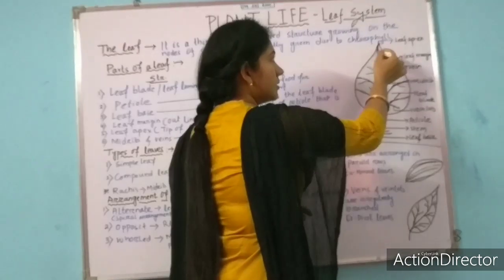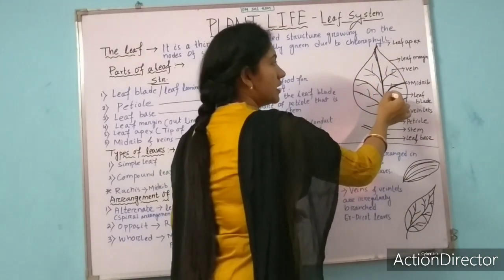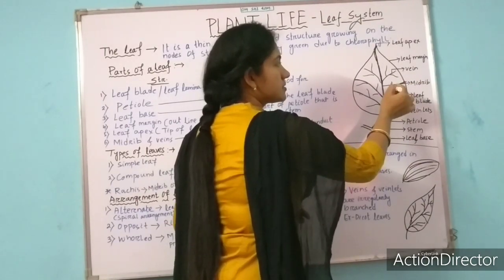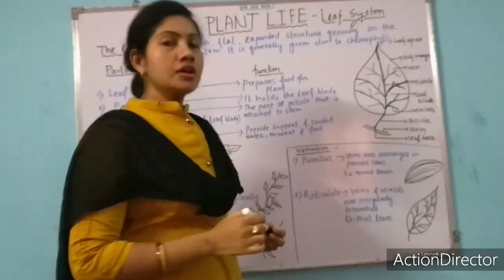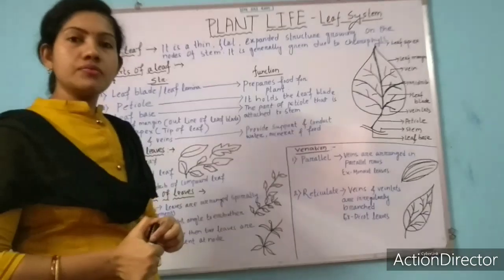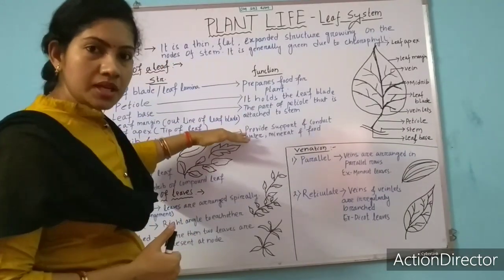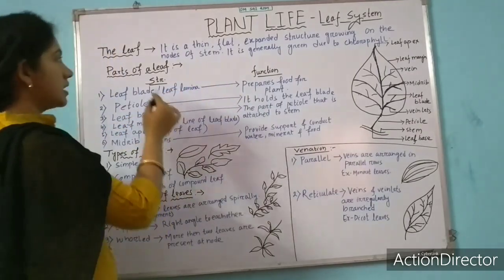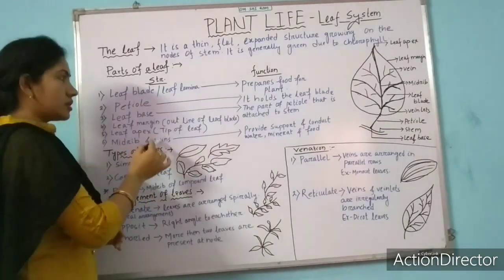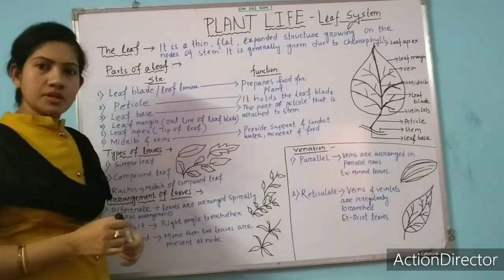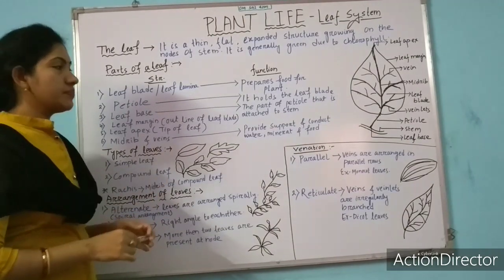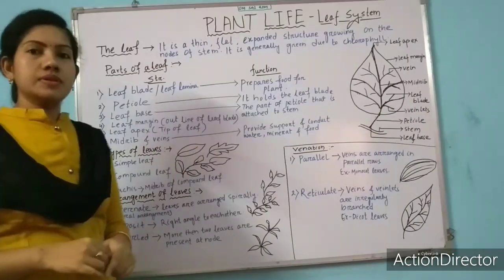Okay, midrib, veins, veinlets. Got it? So this is the structure of a leaf. These are the parts of the leaf. Here I have written the structure and the function of some parts of the leaves. Now come to the types of leaves.